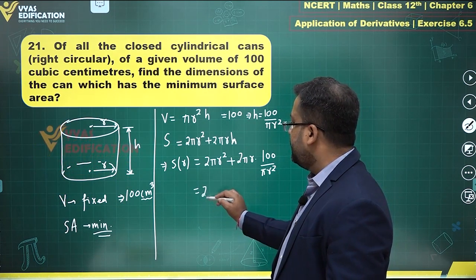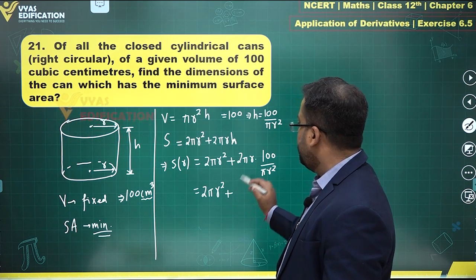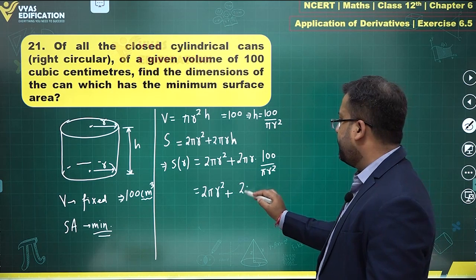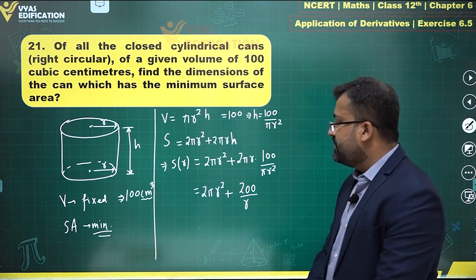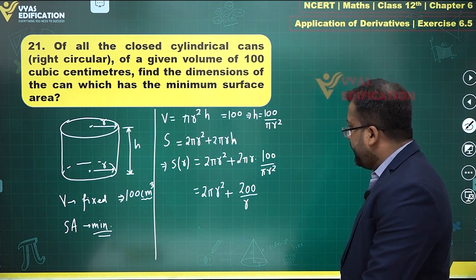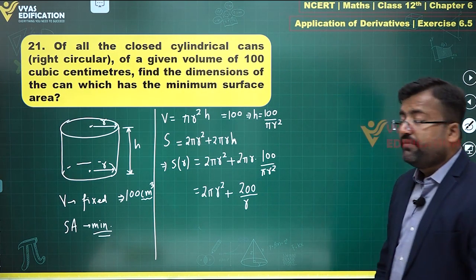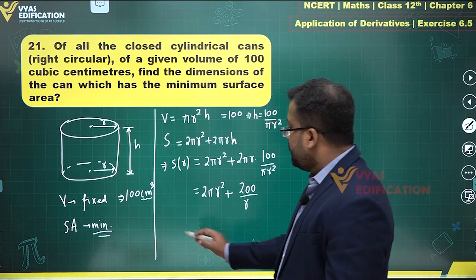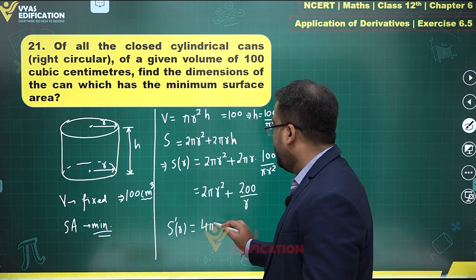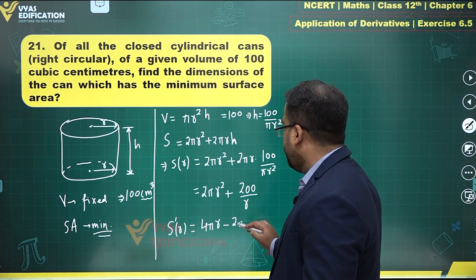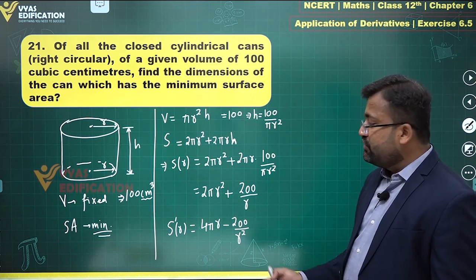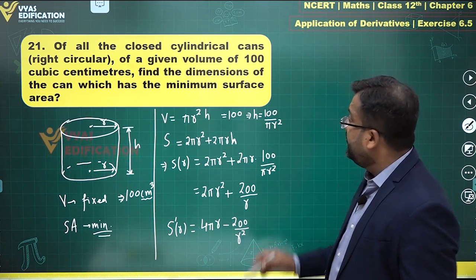Can we simplify this further? This is 2 pi r square plus 200 upon r is what I get. Do you observe this? 200 upon pi, pi goes, 200 upon r is what I get, right? This is S of r. So derivative of S of r, what will that be? This is 4 pi r minus 200 upon r square is what I get. And derivative equals 0 will give me some particular value of r, right?